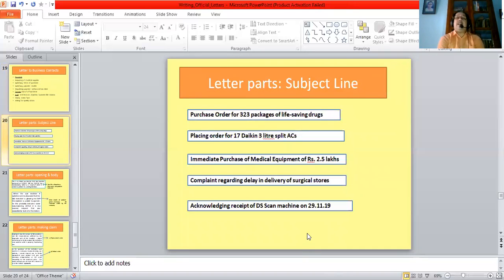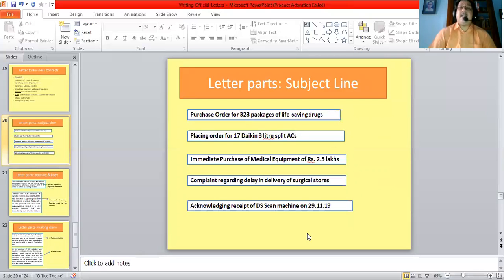Now, let's look at the subject line of this kind of letter. So here are a few sample subject lines. Purchase order for 323 packages of life-saving drugs. Placing order for 17 Daikin 3-liter split ACs. Immediate purchase of medical equipment of Rs 2.5 lakhs. Complaint regarding delay in delivery of surgical stores. Acknowledging receipt of DS scan machine on 29/11/2019.